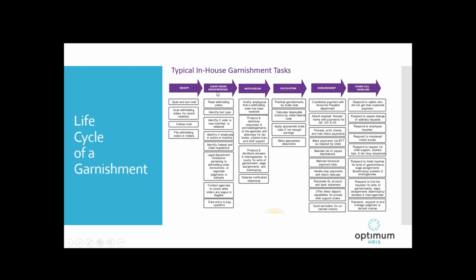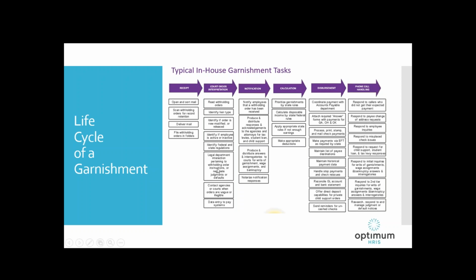Then you need to read and interpret those orders. Carefully read the withholding orders to identify the type of order and answer some questions regarding how to handle the order. Is it new or a change to an existing order, or maybe even a release? Does it apply to an active employee or a terminated employee, or an employee who never even reported to work after you made them an offer of employment? Do you need to follow state or federal regulations?